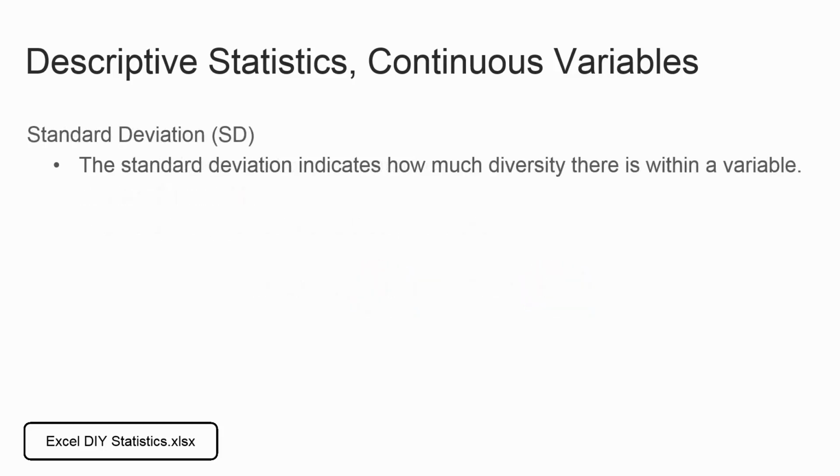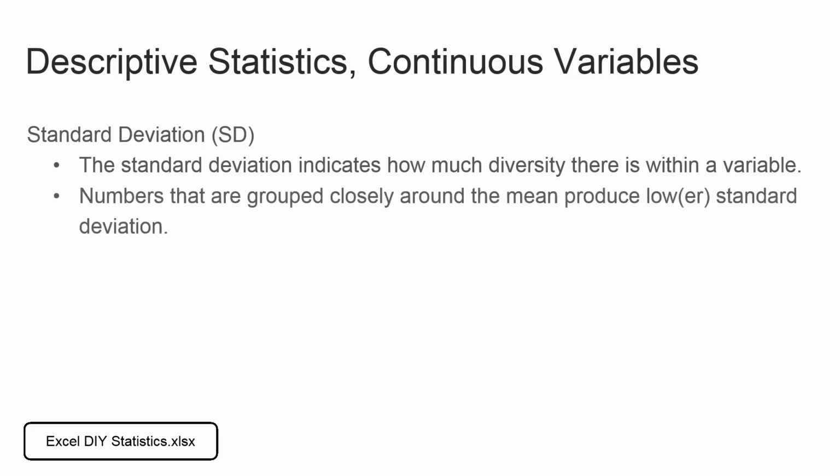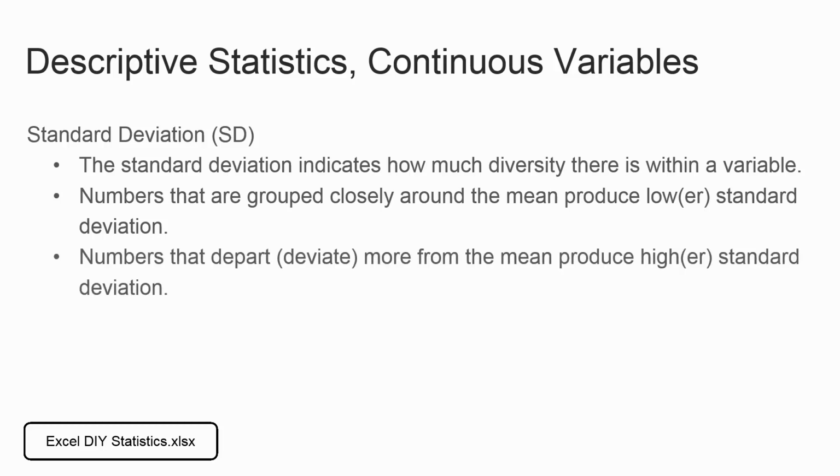The standard deviation indicates how much diversity there is within a variable. When numbers are grouped closely around the mean, this produces a lower standard deviation. Numbers that depart, or deviate more from the mean, produce higher standard deviation.